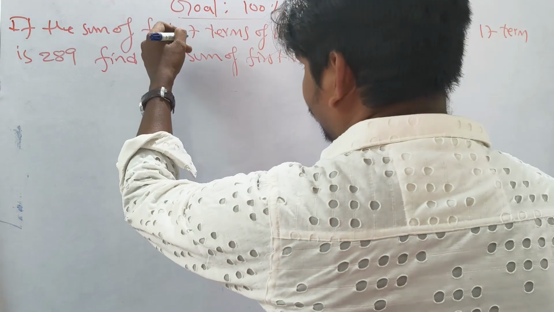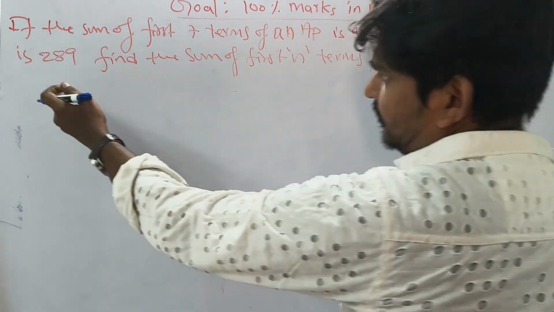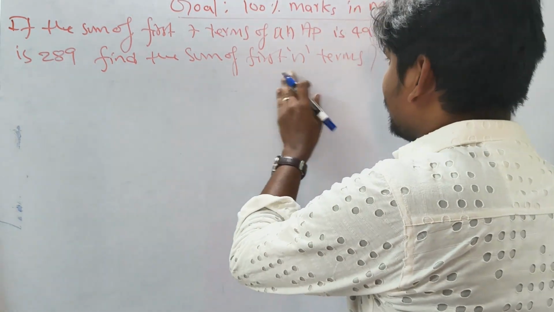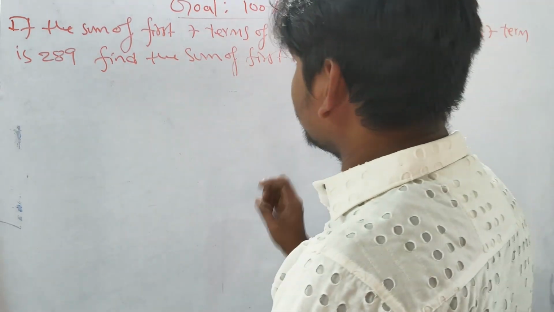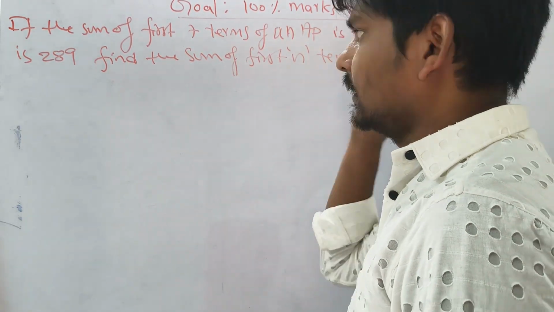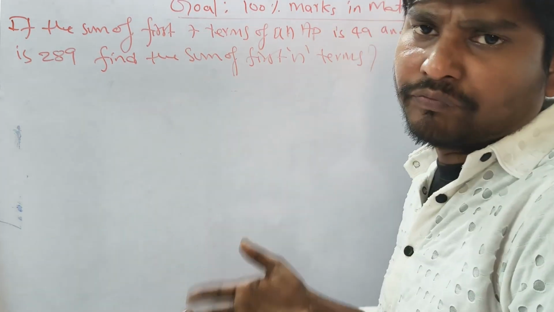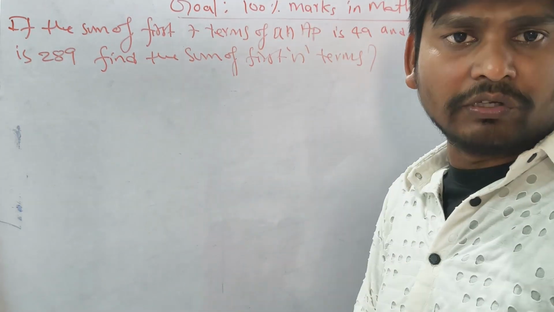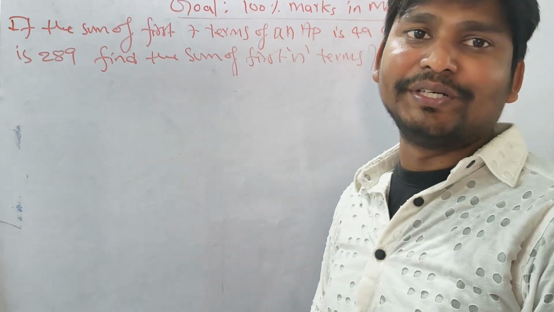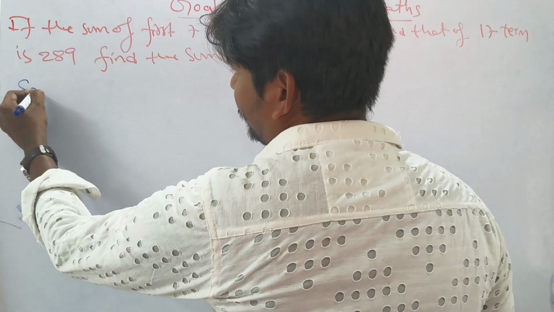If the sum of the first 7 terms of an AP is 49 and the sum of the first 17 terms of that AP is 289, find the sum of the first n terms. In this scenario, we don't know the first term and we don't know the common difference, and we have to find them. Let's see. We know the formula: the sum of n terms is equal to n by 2 into 2a plus n minus 1 into d.